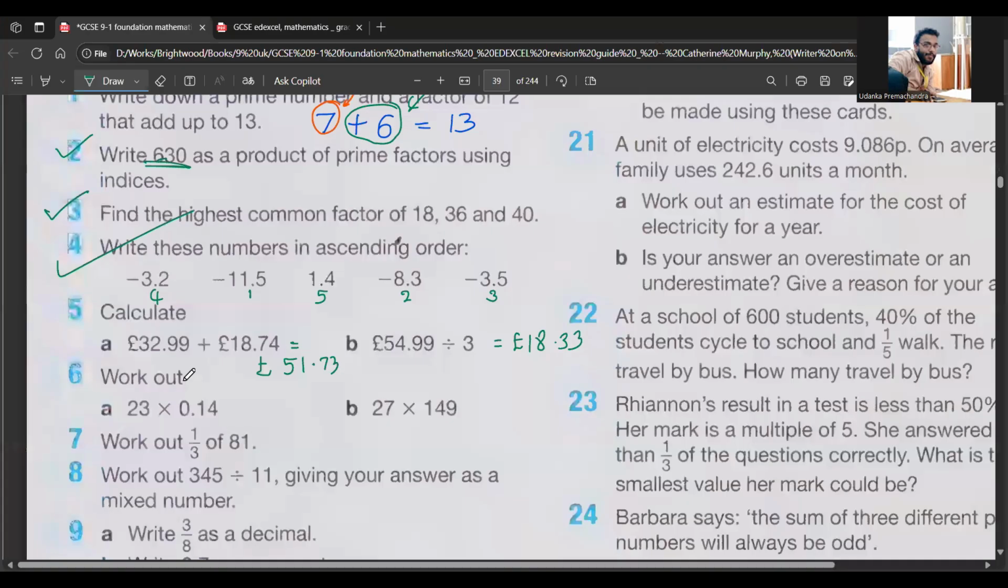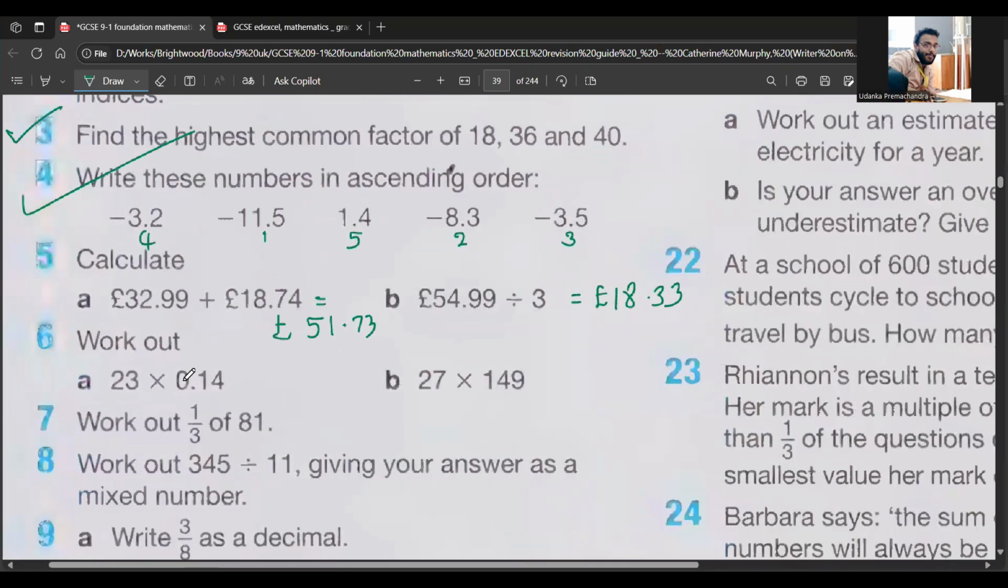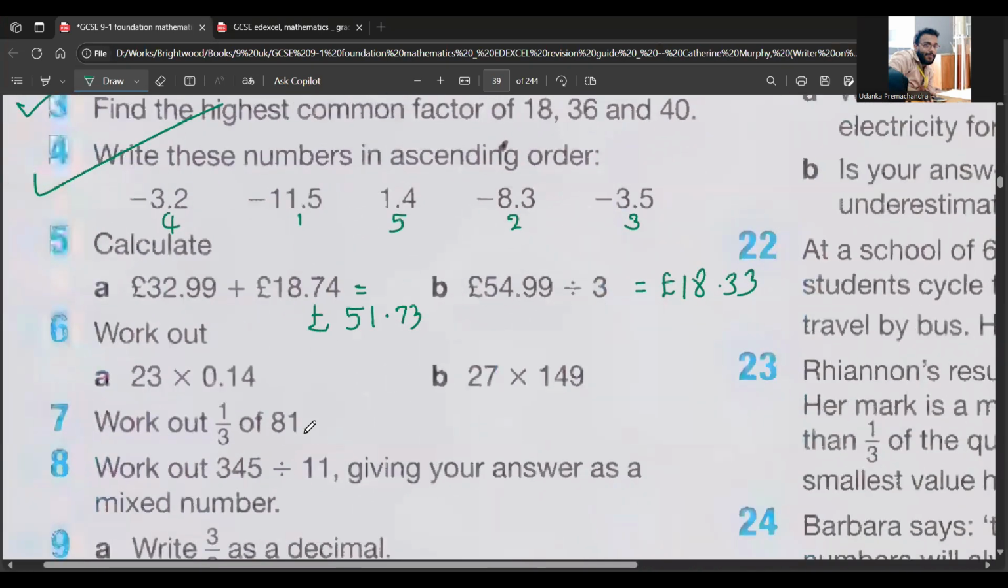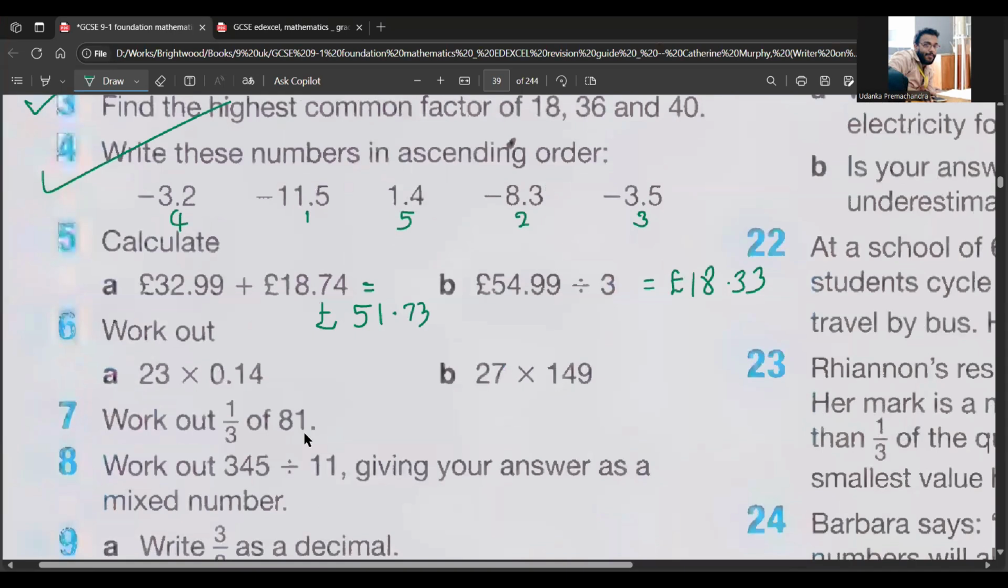Now they ask you something different. Work out, it's easy. One third of 81. Just multiply. If they are having "of", you have to multiply it, no? One third of 81. It's easy. You can cancel 81 and 3. Is it 23? 27. It's 27. Yes, that's 27. Okay, good.